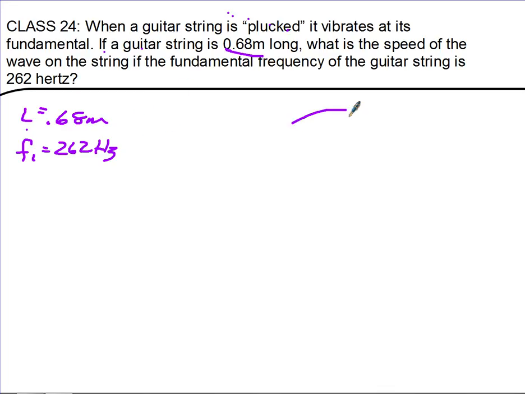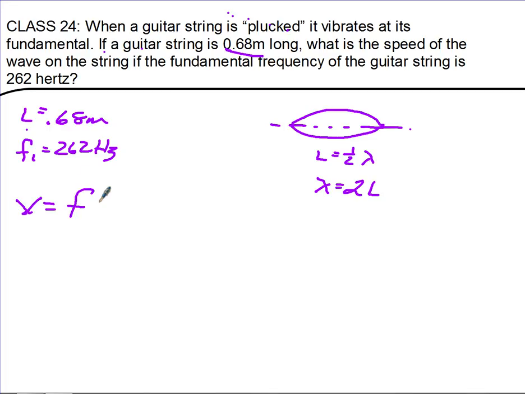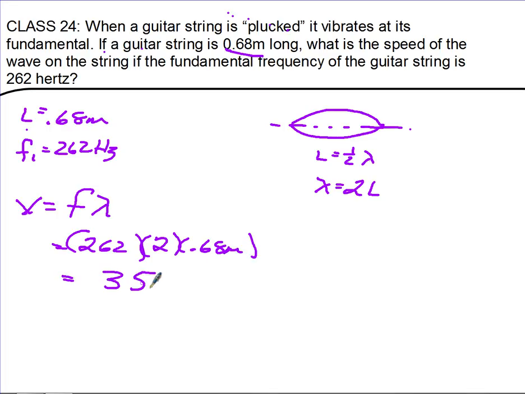Now, here's my wave. I'm just going to do this totally from scratch. L is 1/2 of a wavelength, so the wavelength is 2L. The velocity of the wave is f lambda. F is 262. Lambda is 2L, and L is 0.68 meters. So this gives you 356.3 meters per second.